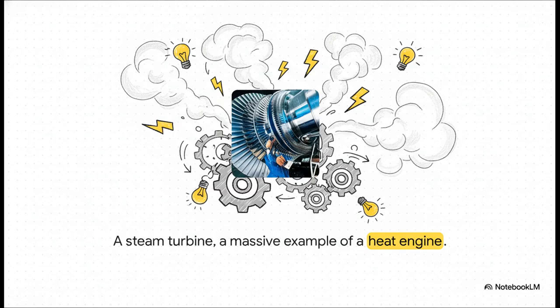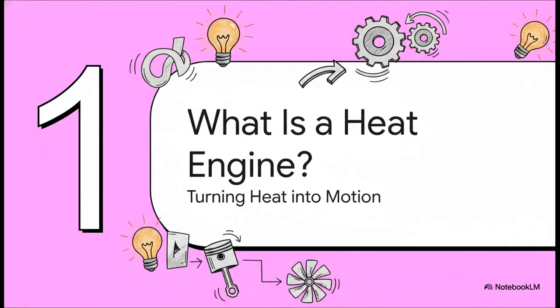So take a look at this. This is a steam turbine, and it is absolutely massive. Machines just like this, spinning away inside power plants, are the reason your lights switch on. But how does this incredible thing actually work? What's the secret sauce for turning simple heat into motion and then into electricity? Well, it all starts with a beautifully simple and seriously powerful idea.